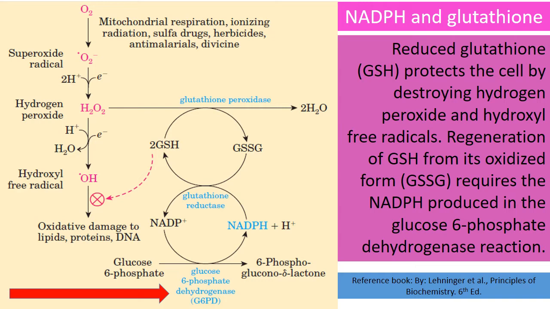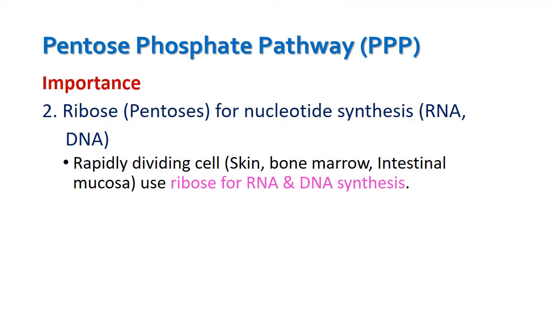Then comes another importance of this pentose phosphate pathway, that results in the production of ribose sugar, and this ribose is required for the synthesis of RNA and DNA. Particularly the rapidly dividing cells, they require this pentose sugar for RNA and DNA synthesis.